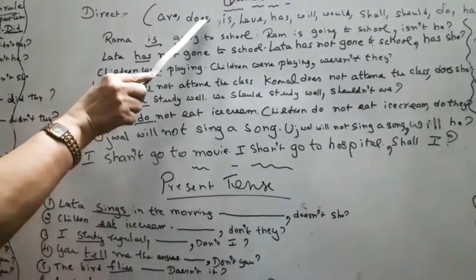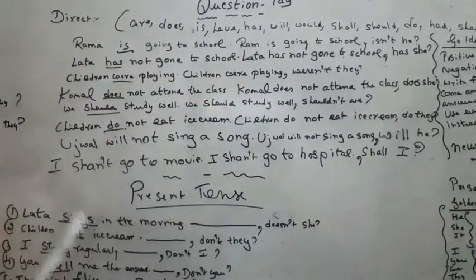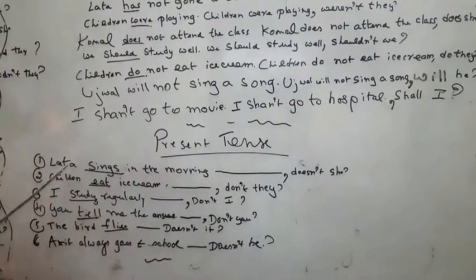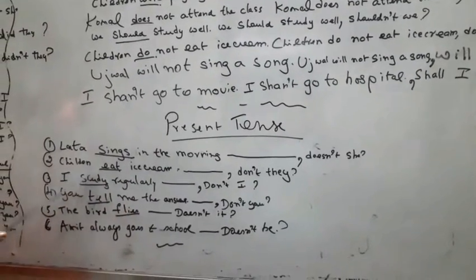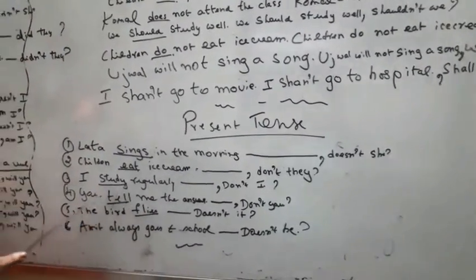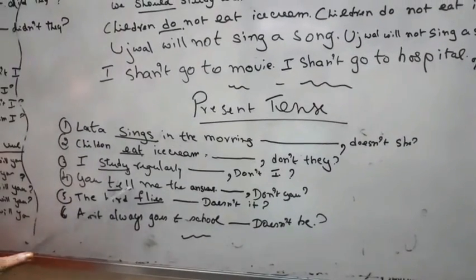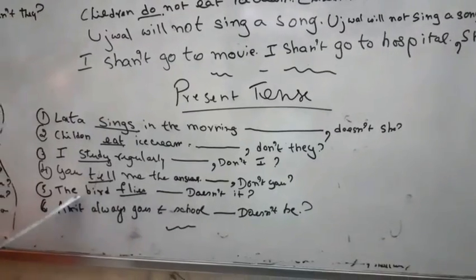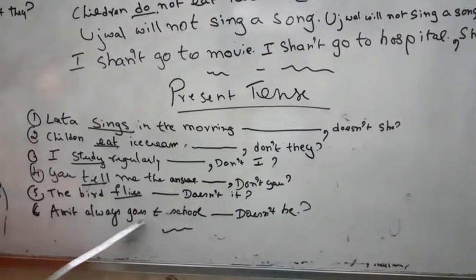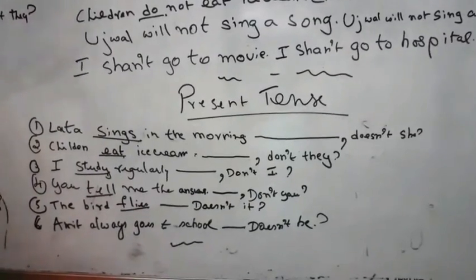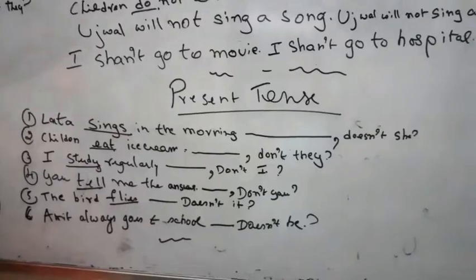Here we had words like are, does, is, have. But here see. Lata sings in the morning. Children eat ice cream. I study regularly. You tell me the answer. The bird flies. Amit always goes to school. Now all these sentences are in the present tense.